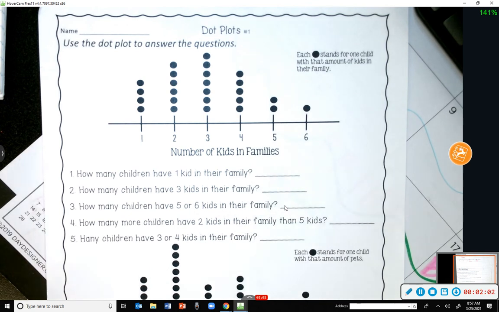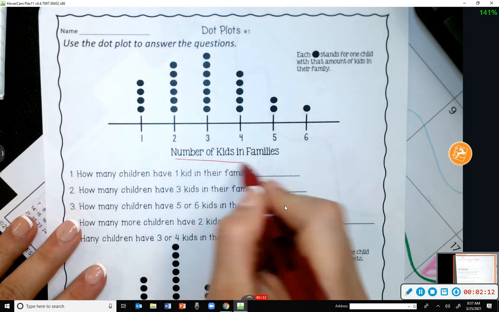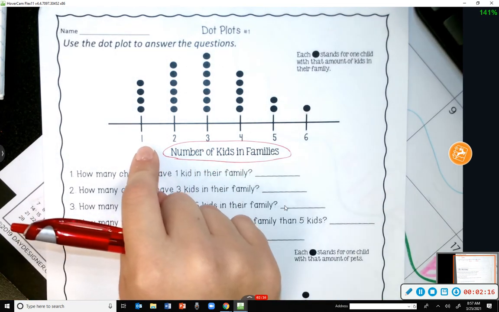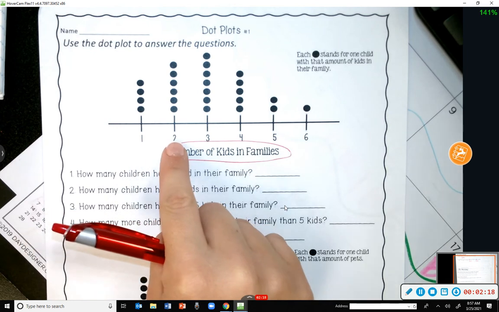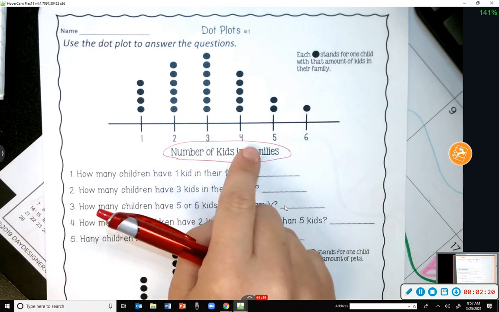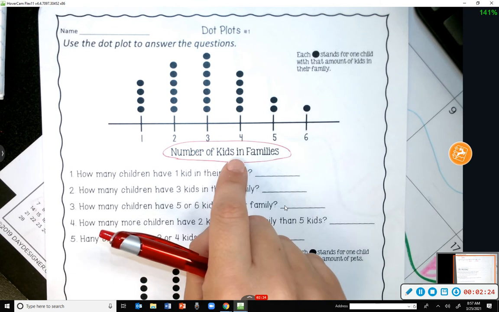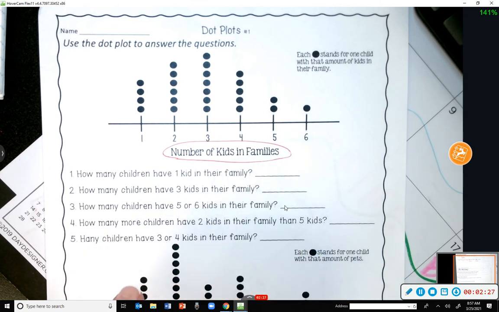We go down, find the title. Find the title and circle it. What is the title of this dot plot? Number of kids and families. So this represents 1 kid, right? 2 kids, 3 kids, 4 kids, 5 kids, 6 kids, because the title is telling me what those numbers are. Number of kids and families, okay?